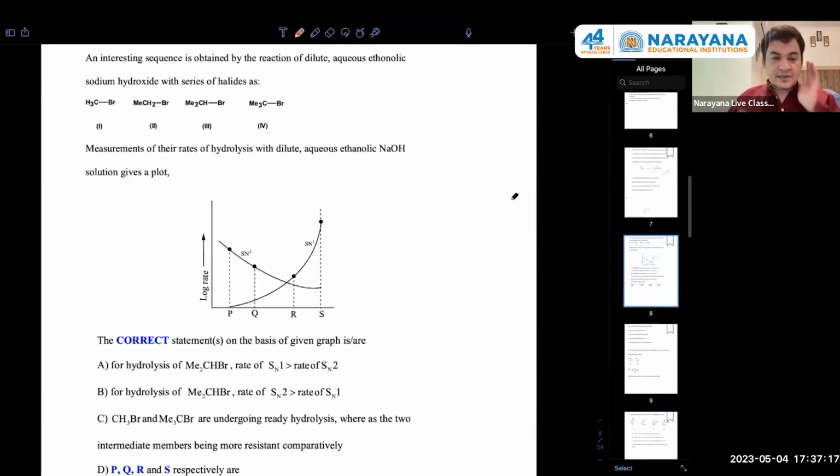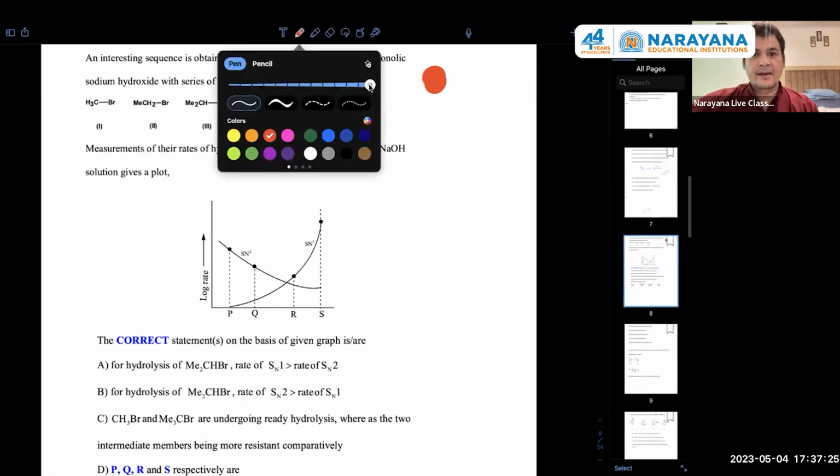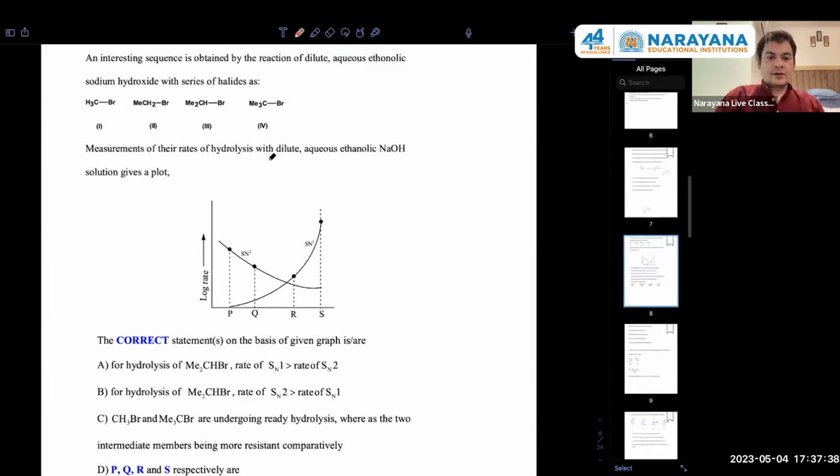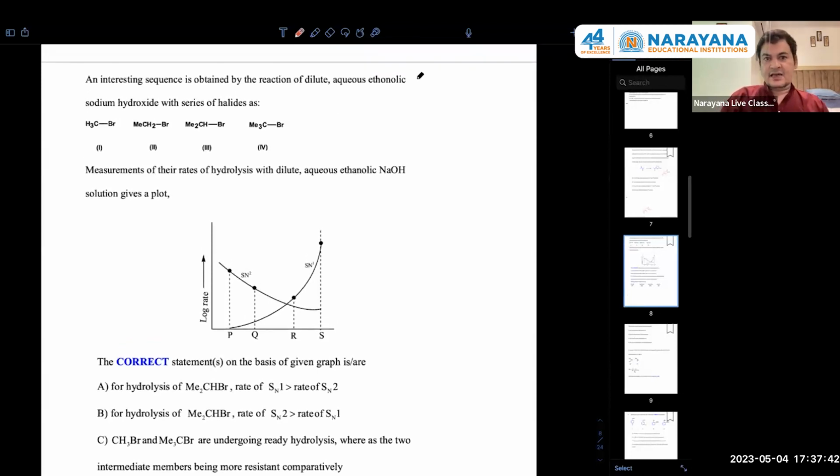So this is the first question, and I have prepared this question from Peter Sykes' theory part. The question is: an interesting sequence is obtained by the reaction of dilute aqueous ethanolic sodium hydroxide with a series of alkyl halides. These four are the alkyl halides.